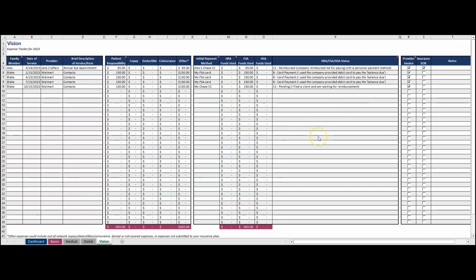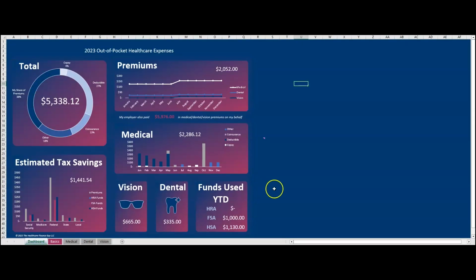All right, and the last tab that we have to talk about, which is the more exciting one, is the dashboard. This is where all of your information is going to be presented in a nice, pretty way. As you can see, there are 7 different areas. This first one is the total out-of-pocket healthcare expenses that you've incurred year to date. You'll see the total amount is in the center, and then it distinguishes between premiums, other coinsurance, deductible, and copay around the circle. And then each one is broken down into more detail in other areas.